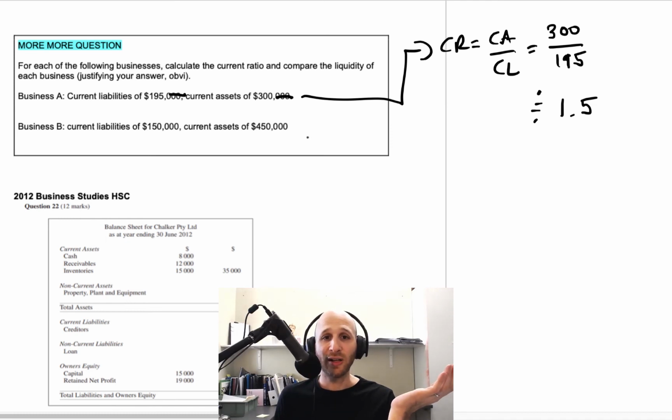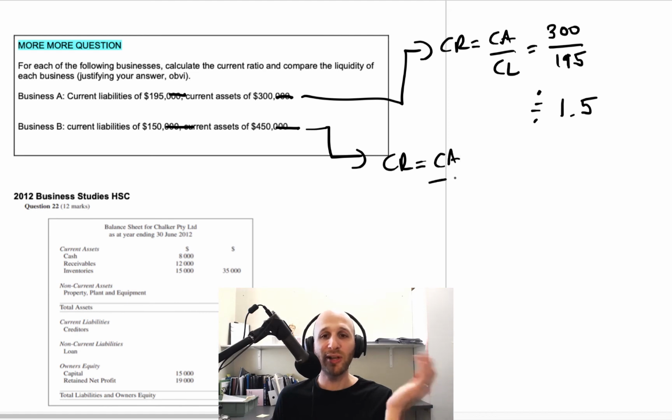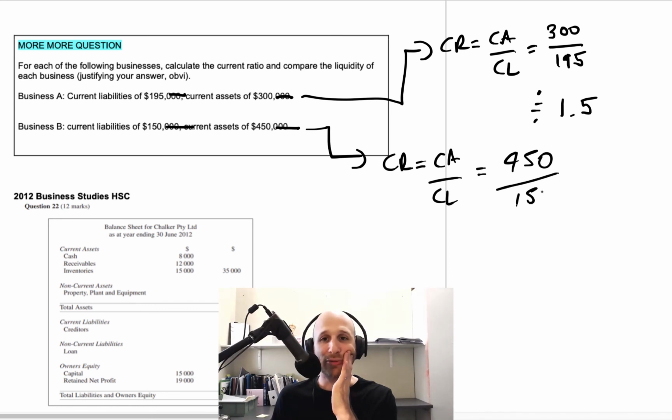Then here, if I do this again, cross off the zeros. The current ratio, current assets over current liabilities, is 450 over 150, and that equals 3. That's really a good ratio there.